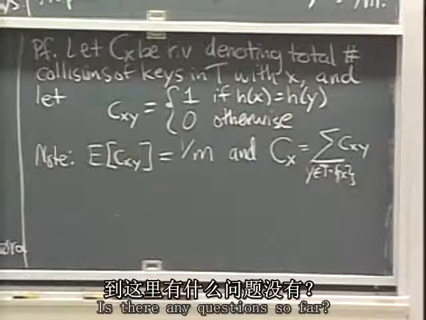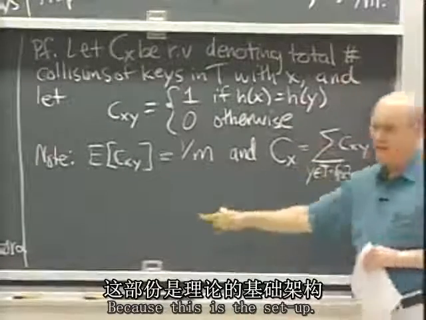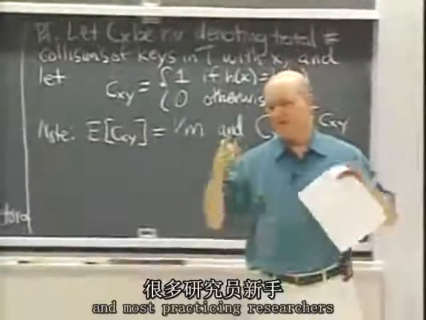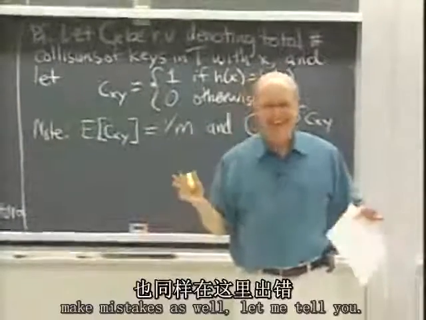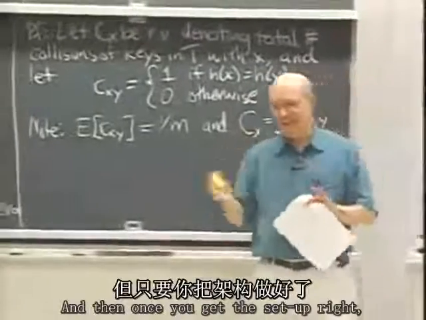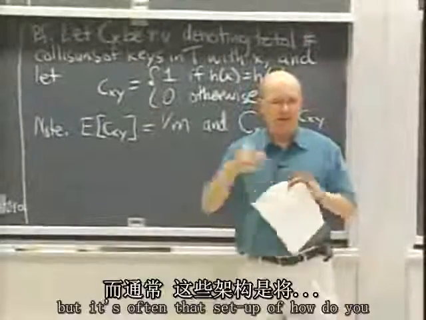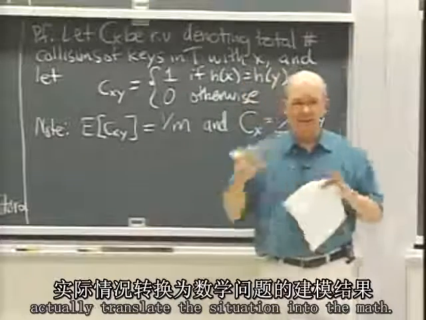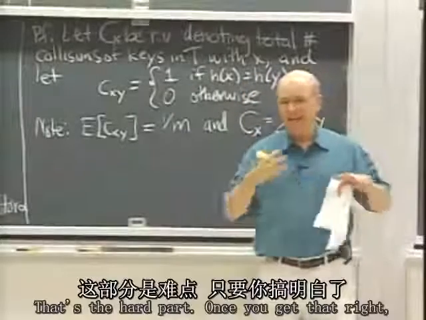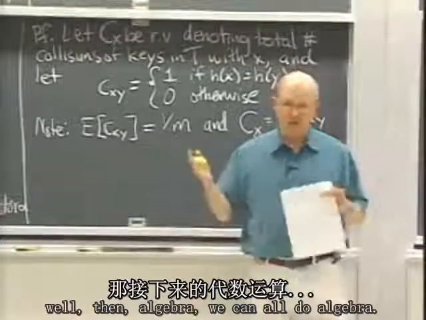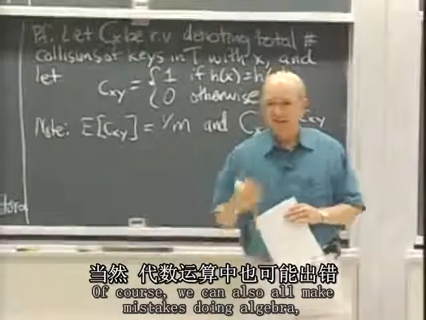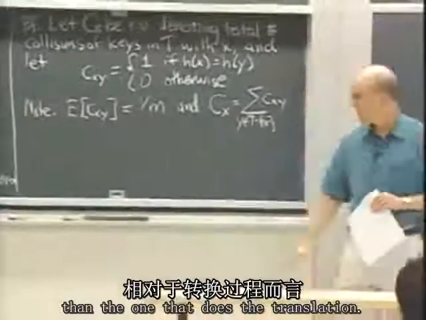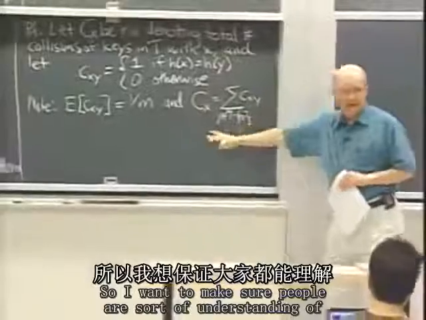So any questions so far? This is the setup. In most of these things, the setup is where most students make mistakes. And most practicing researchers make mistakes as well, let me tell you. Once you get the setup right, then working out the math is fine. But it's often that setup of how you actually translate the situation into the math that's the hard part. And once you get that right, well, then algebra, we can all do algebra. Of course, we can also all make mistakes doing algebra. But at least those mistakes are much easier to check than the one that does the translation. So I want to make sure people understand how that's set up.